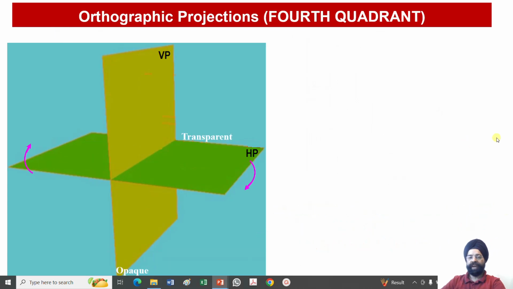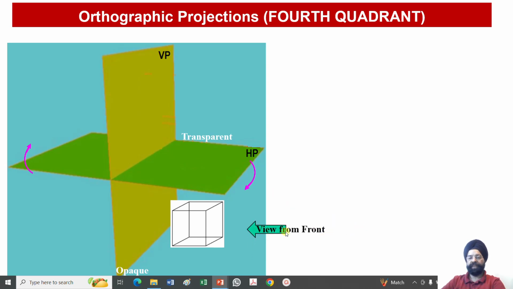And in the fourth quadrant, the object lies below HP and in front of VP. Again, you can see my object lies below HP, in front of VP. And once again, if I am looking at the object from the front, this plane will be treated to be opaque because the image has to be obtained onto this vertical plane. And if I look at the object from the top, again, it has to be assumed transparent because this image has to be obtained on the horizontal plane.